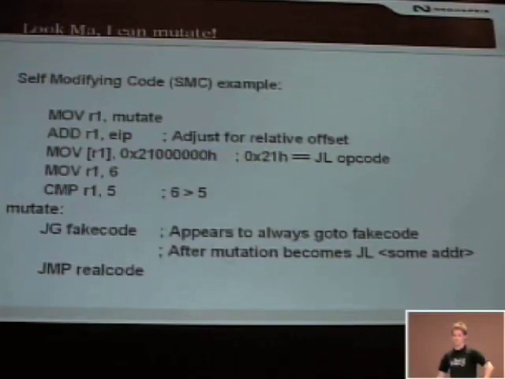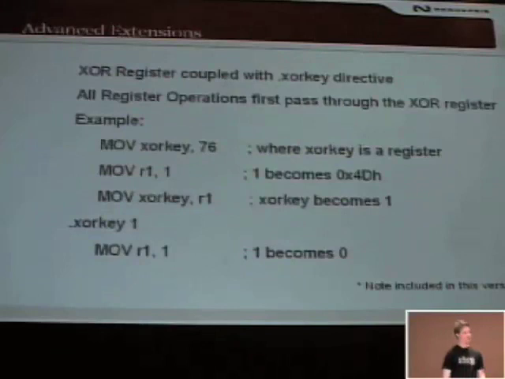So if somebody did write a decompiler for this virtual machine, they'd see code like this, and it would look like you're moving a 6 into R1. You do a compare to 5, is 6 greater than 5, and if so, we're going to go to fake code, which in real life never runs, because the move of 21 hex into R1 is going to overwrite JG with JL. So we're going to have a jump if less than to fake code, which is why we never run it, and we get to our real code. So that's something else to keep in mind. You can always mutate your code, and you can write it one way so it changes itself halfway through.